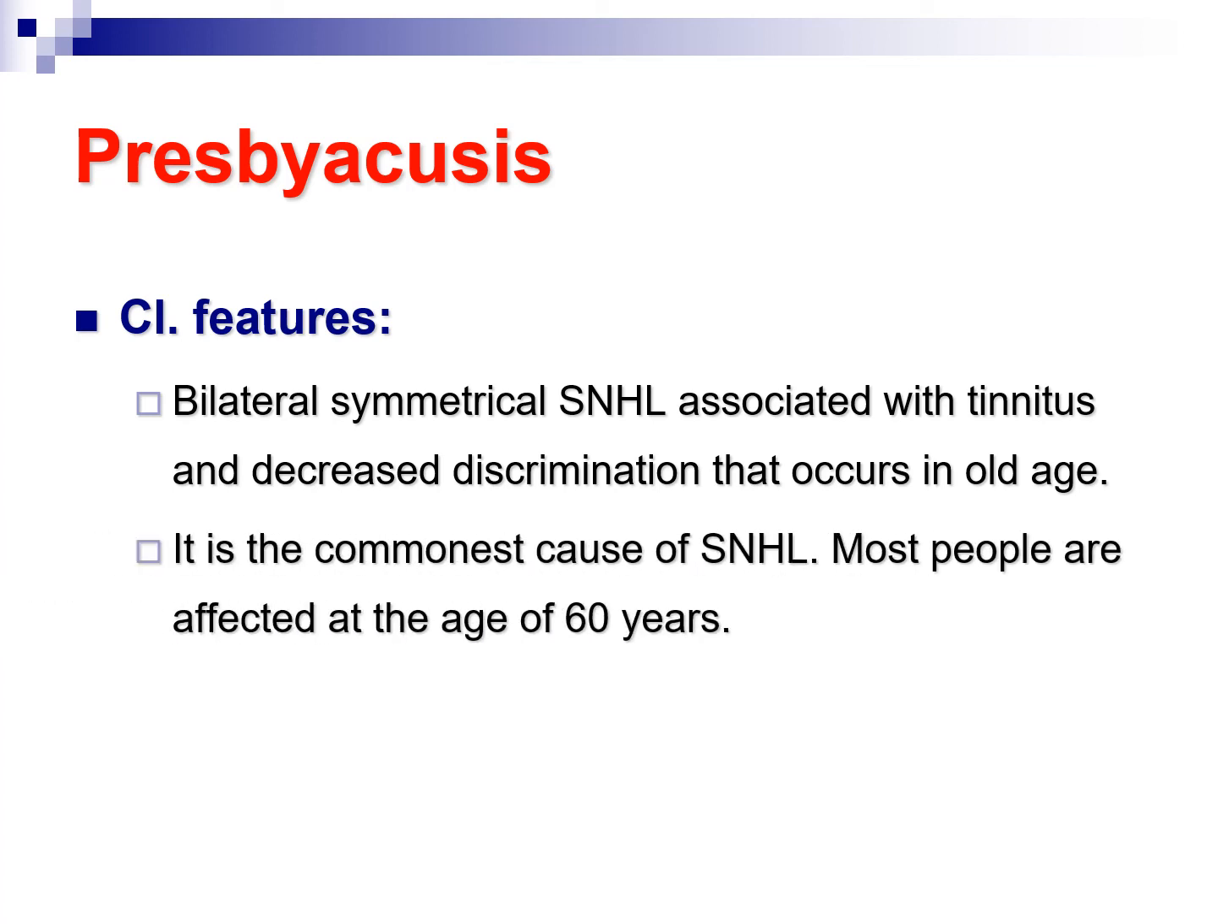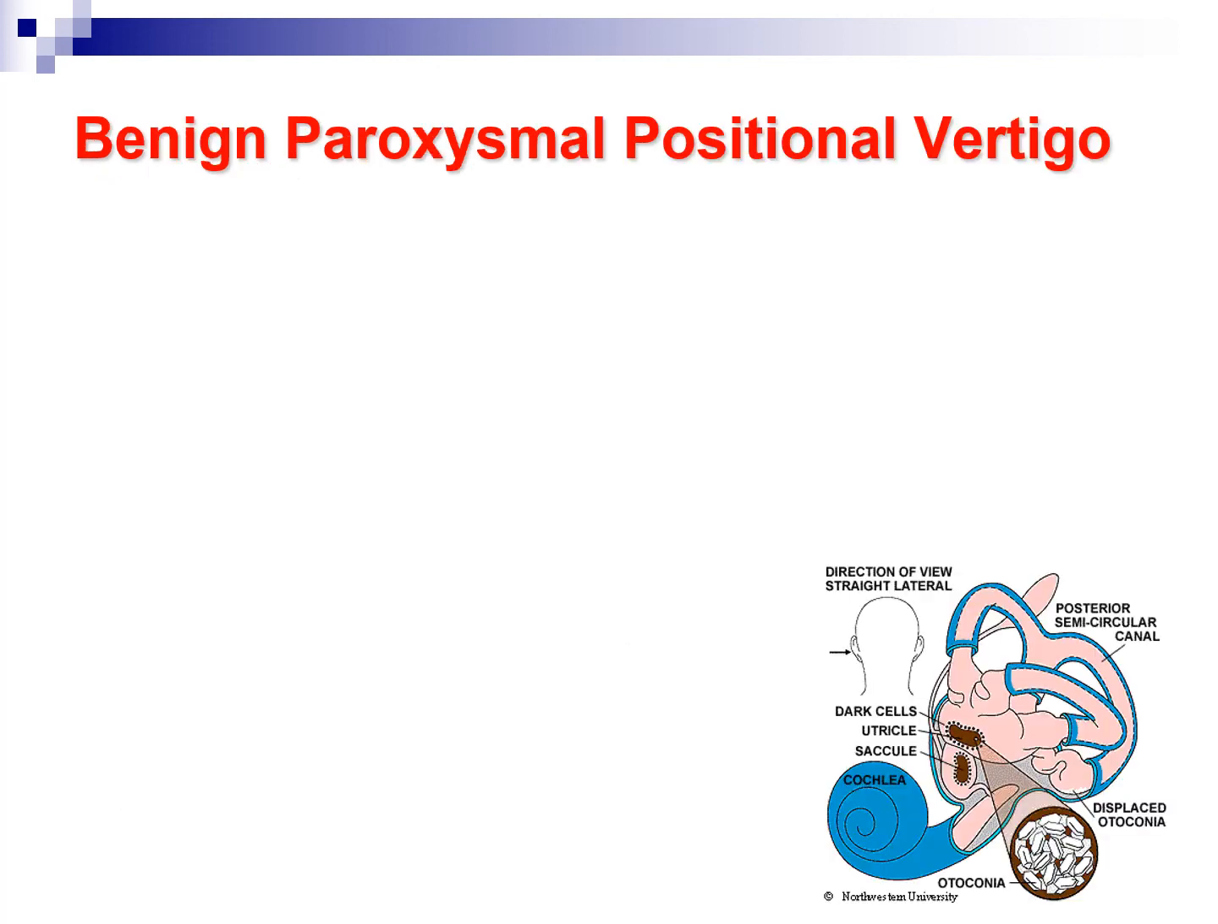So presbycusis clearly means age-related hearing loss, which normally happens due to degeneration in the organ of Corti, and it is very common above the age of 60. So 1 out of 3 people above 60 years old will have presbycusis in variable amounts. So not all of them will need a hearing aid, but some of them will need a hearing aid. So we normally treat presbycusis with a hearing aid.